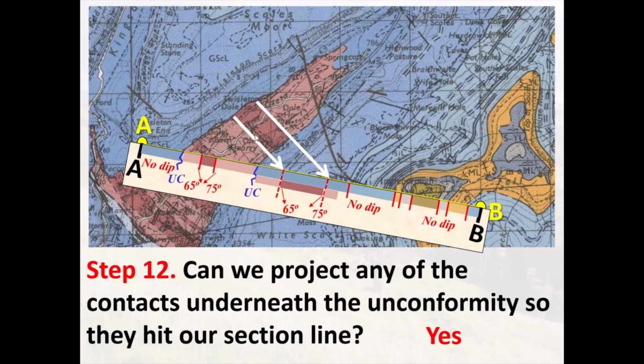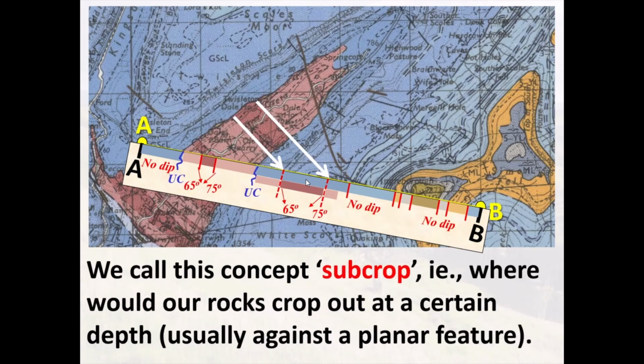Okay, so I can project these along strike with some degree of confidence. I mean, where else are these rocks going to go, right? They're just going to continue. If this unconformity wasn't here, then I bet these things would continue as strips and intersect our cross-section about there. We call this process of extrapolating rocks beneath an unconformity the concept of subcrop. So where would our rocks crop out at the surface if we didn't have this unconformity? In other words, where would our rocks crop out at a certain depth?